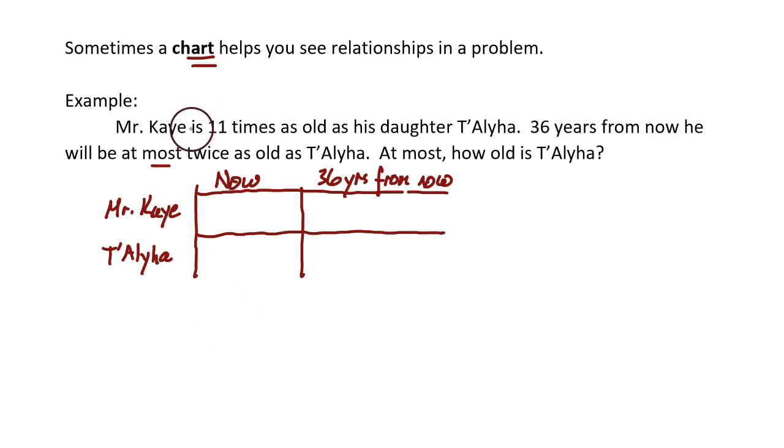The very first sentence says, Mr. K is 11 times as old as his daughter Talia. We don't know how old Talia is. Let's call her age X. Then we can model 11 times as old as 11X. 36 years from now, Talia will be X plus 36 years old. In 36 years, Mr. K will be 11X plus 36.